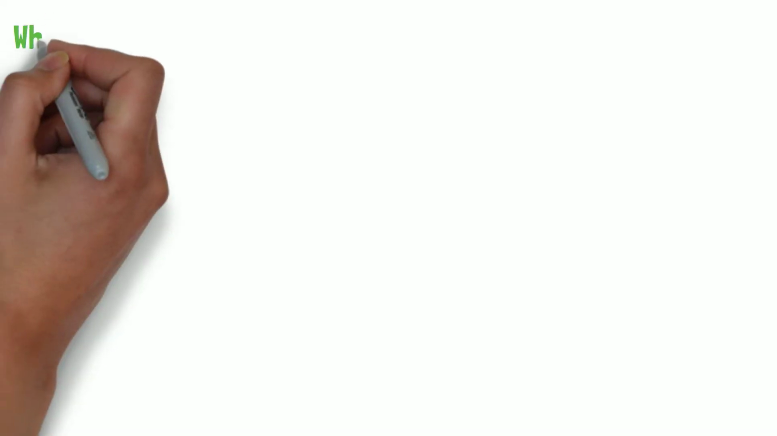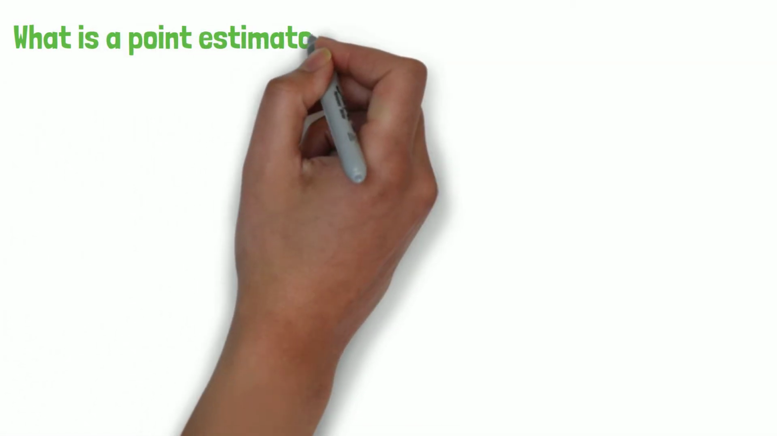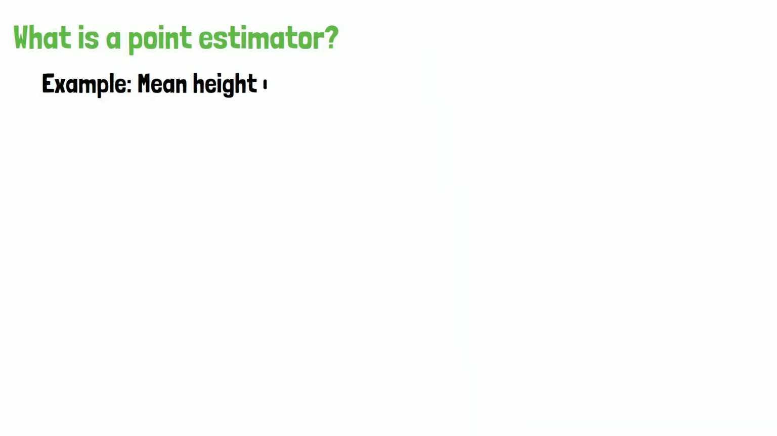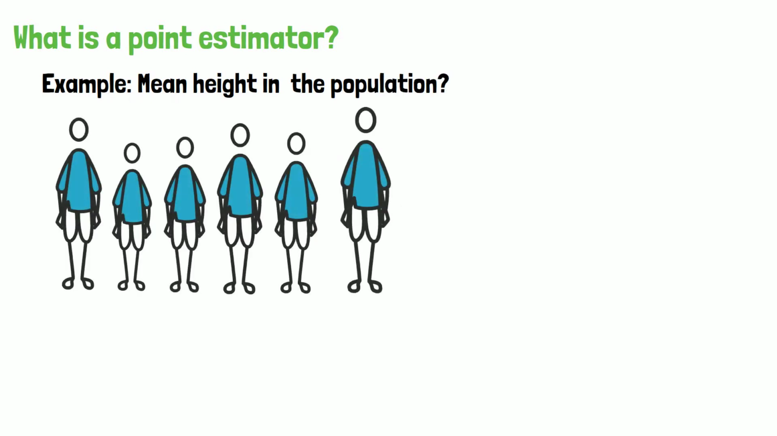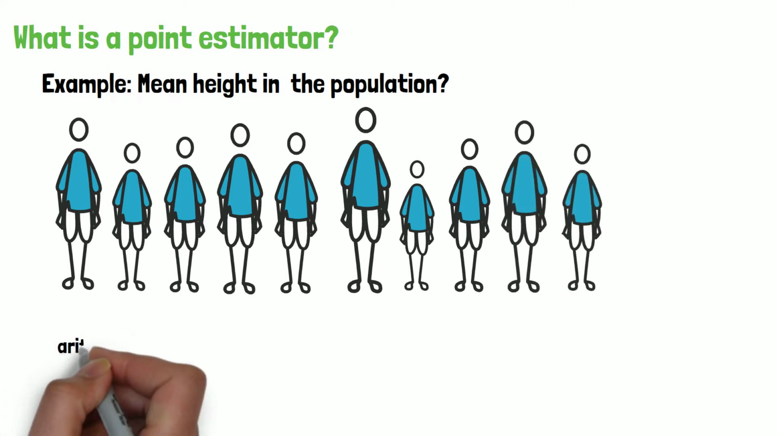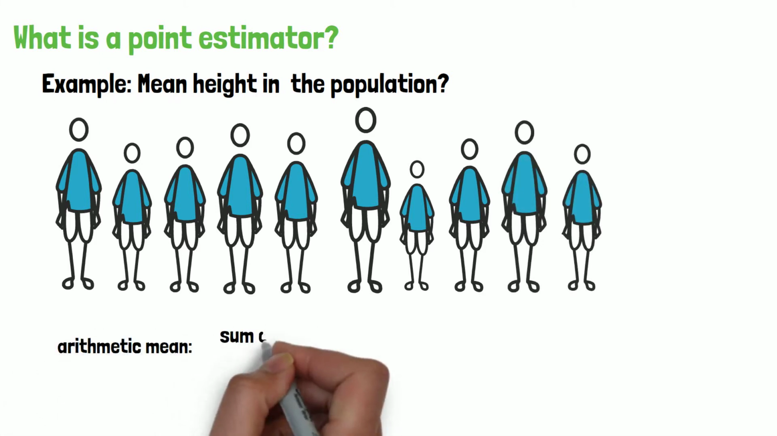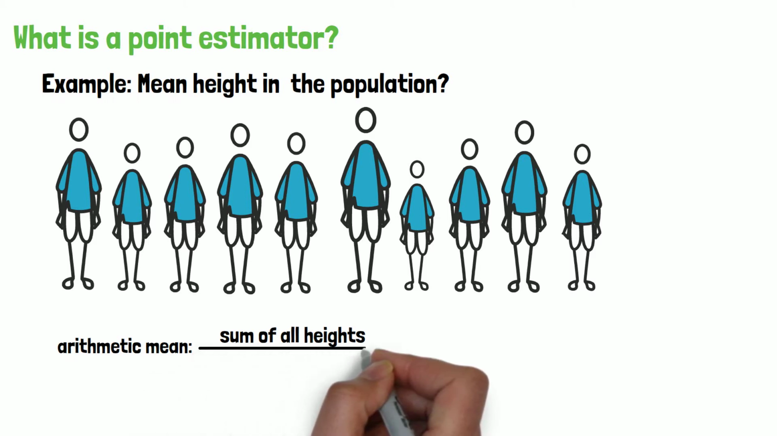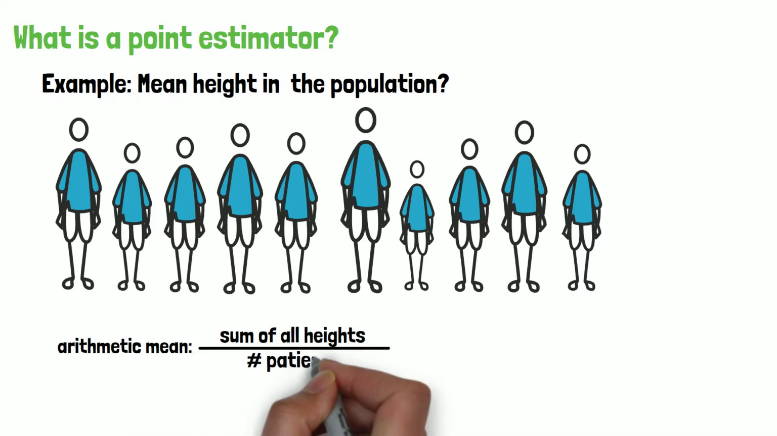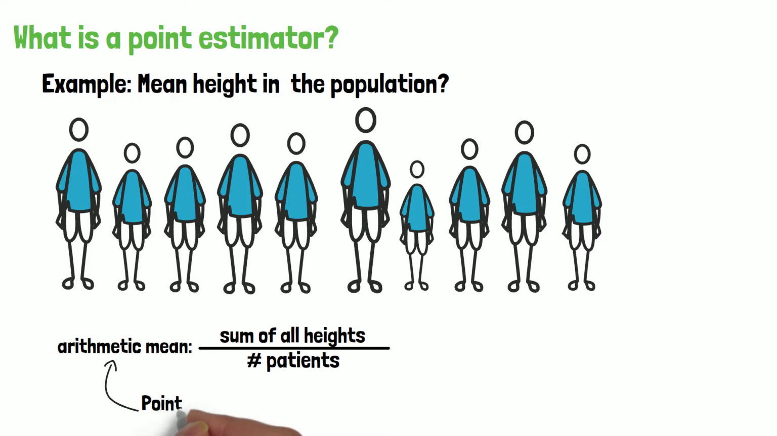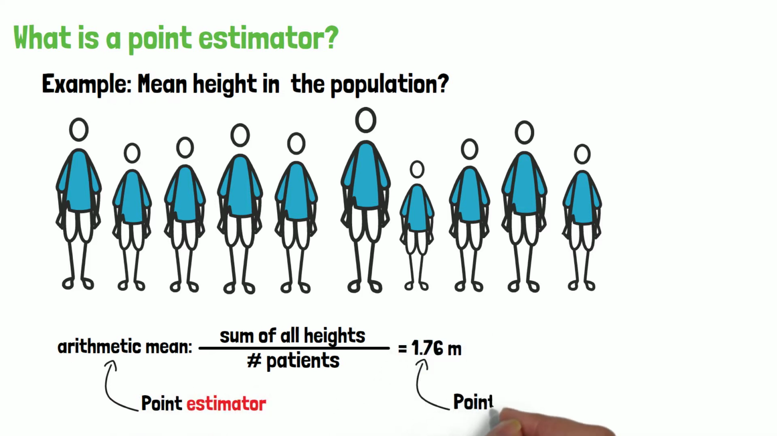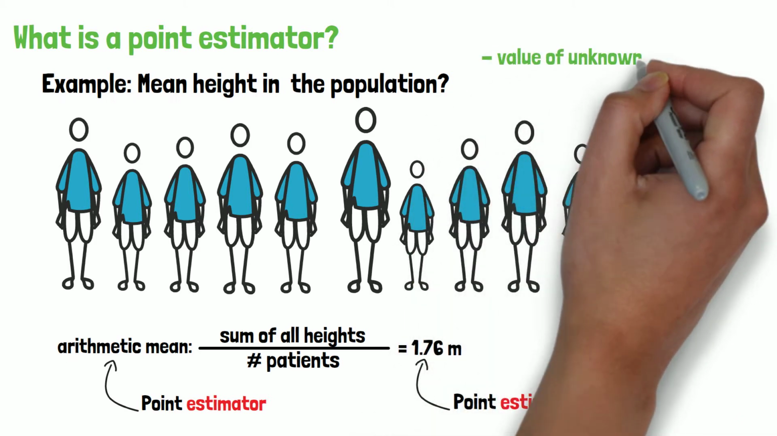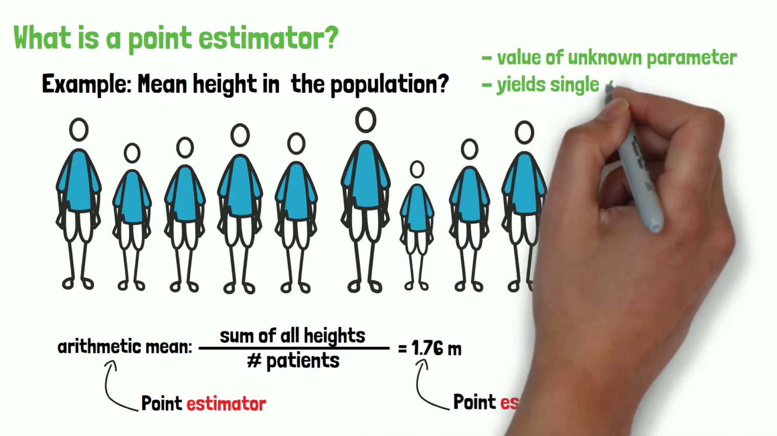What is a point estimator? Let us start with an example today. We are interested in what is the mean height in the population. What we use to estimate this is the arithmetic mean. We divide the sum of all heights by the number of patients. This is an example for a point estimator. What we get is the point estimate. It is used to infer the value of an unknown parameter in a statistical model and yields a single value.